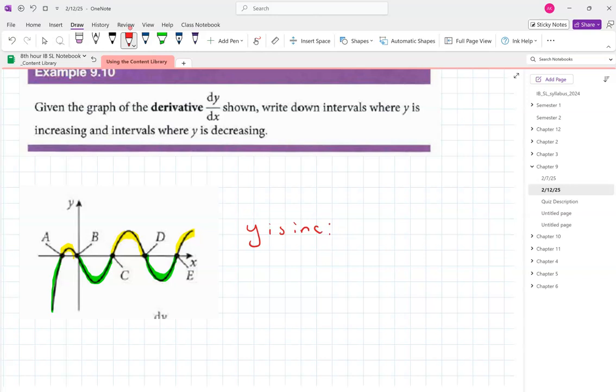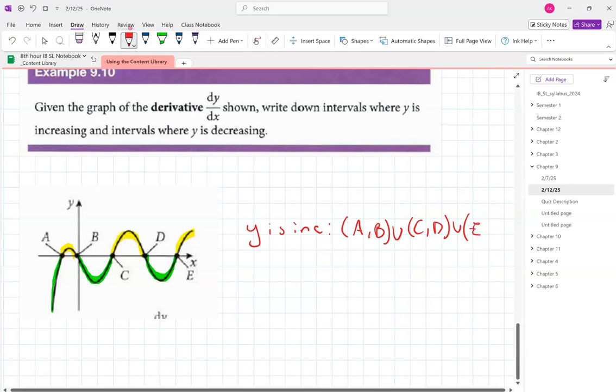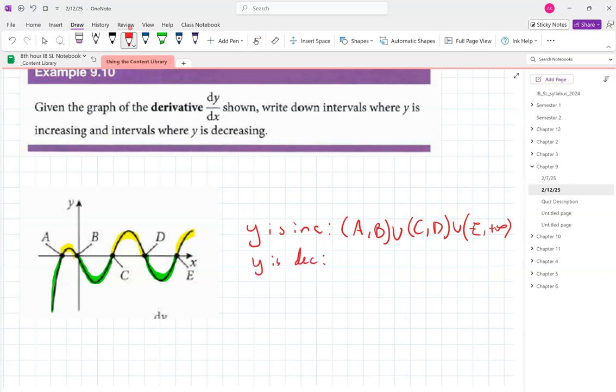So y is increasing from A to B, from C to D, and then from E to positive infinity. Y is decreasing then from negative infinity to A, or B to C, or from D to E. Does that feel good there? E to infinity is increasing. That's okay.